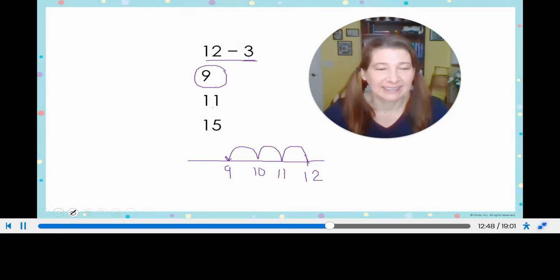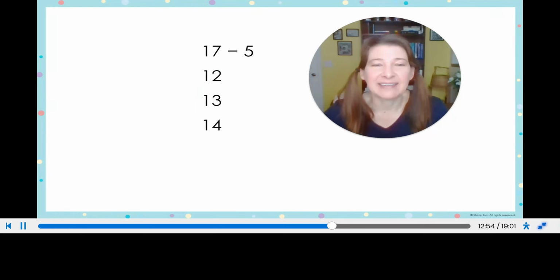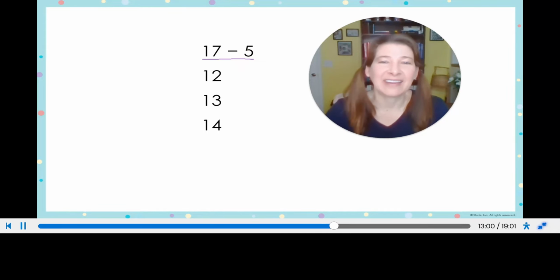Let's try another one. 17 minus 5. Go ahead and figure that one out on your own. The answer is either going to be 12, 13, or 14. What is the answer? The answer is 12. 17 minus 5 equals 12.